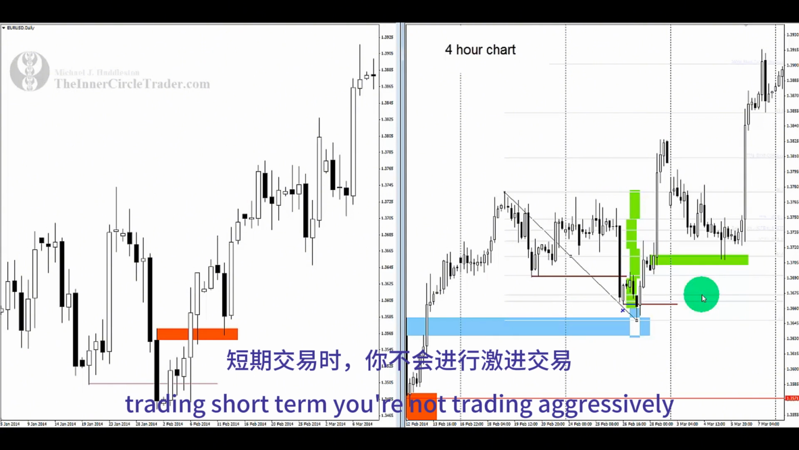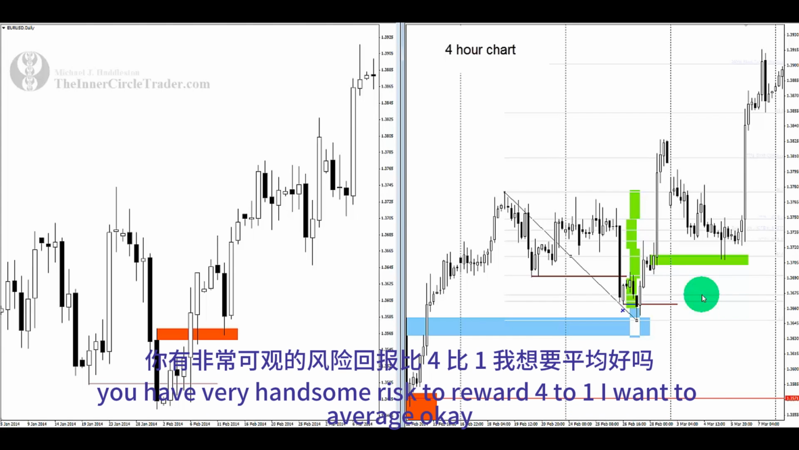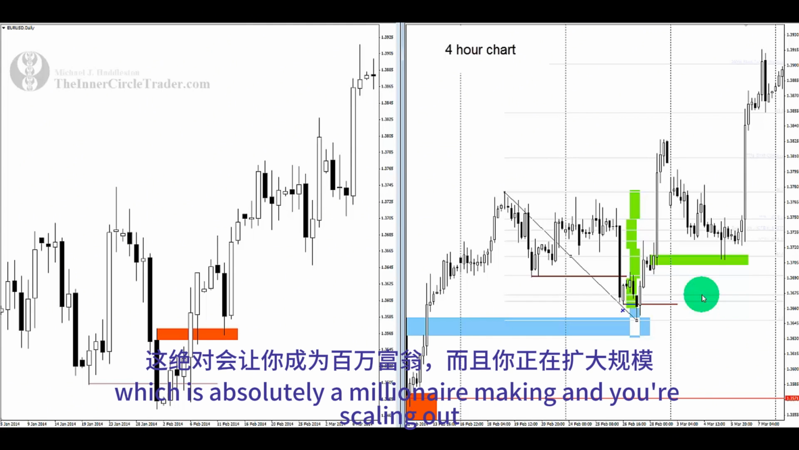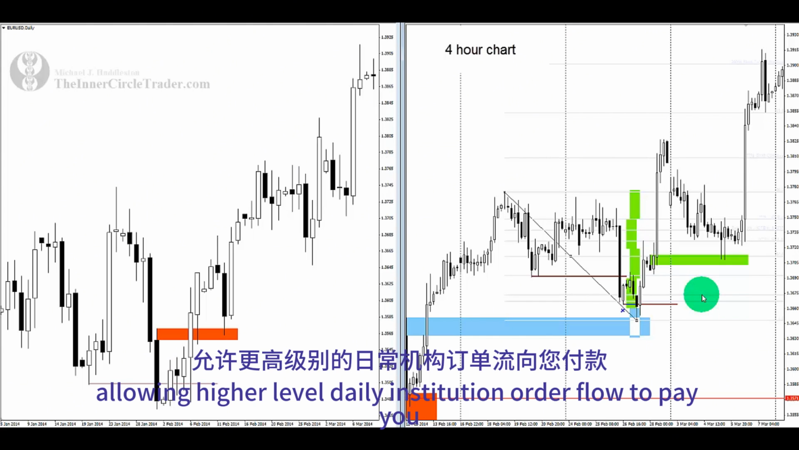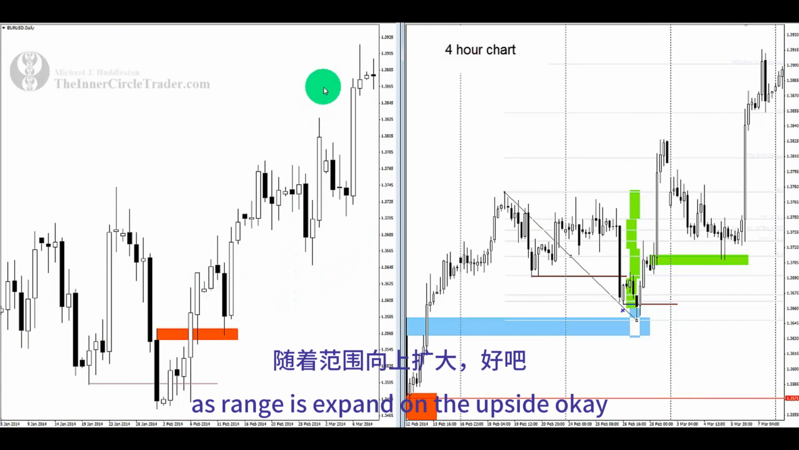You're not trading aggressively. You're controlling risk. You have very handsome risk to reward, 4 to 1 on average, okay, which is absolutely millionaire making. And you're scaling out, but leaving small pieces in, allowing higher level daily institutional order flow to pay you as ranges expand on the upside.